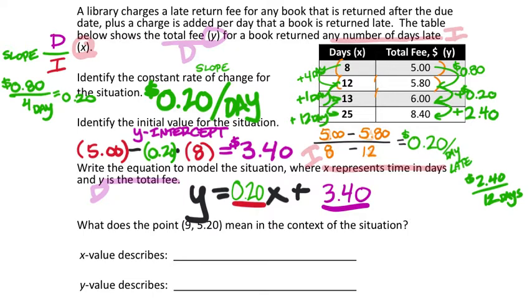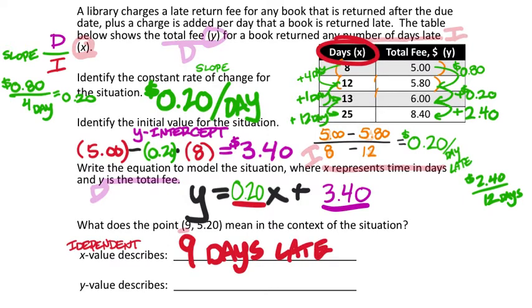So we have to be able to write equations from a table like this, or pretty much a word problem. But then it says, what does the point 9, 5.20 represent in the context of the situation? Well, we know the x value there is 9, right? So it's 9 something. And again, since we've already identified which of these is independent and dependent, x values are independent. We know that the x values are always going to be independent, so that'd be 9 days. You could say 9 days late if you'd like.